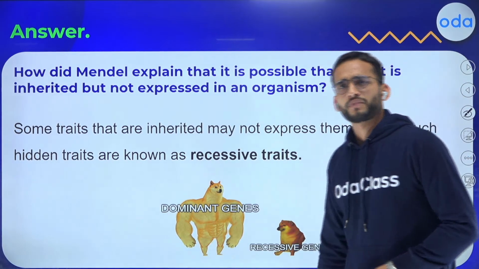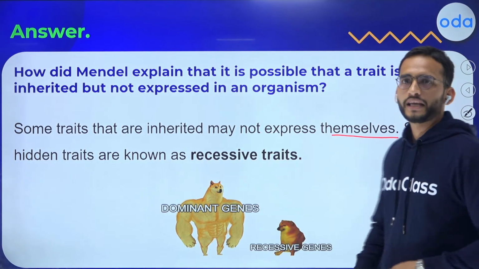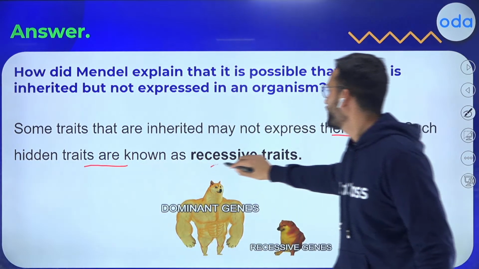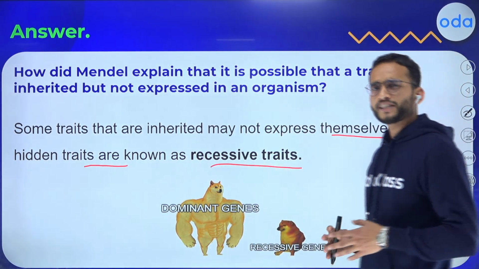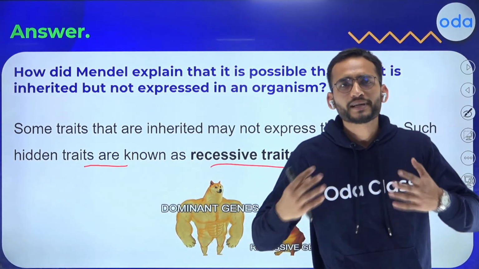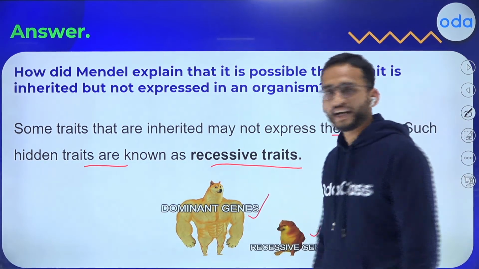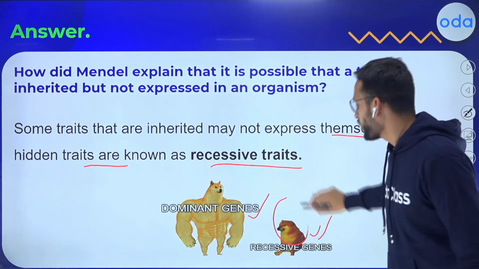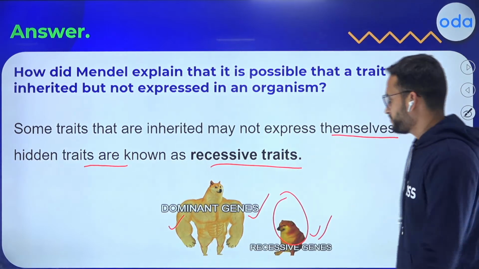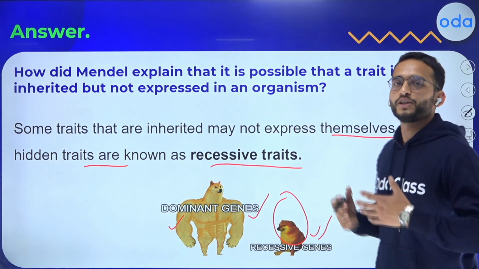Some traits are surely inherited, but they may not be expressed in an organism. Such hidden traits are referred to as recessive traits. In the presence of dominant traits, these recessive traits are not able to express themselves. Just imagine, will this dog be able to do something in front of this giant? No. So this small dog is the recessive one, while this giant is the dominant one. In the presence of dominant traits, the recessive characters are not able to show themselves.